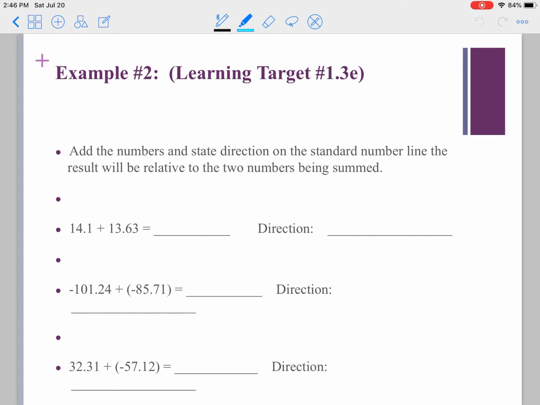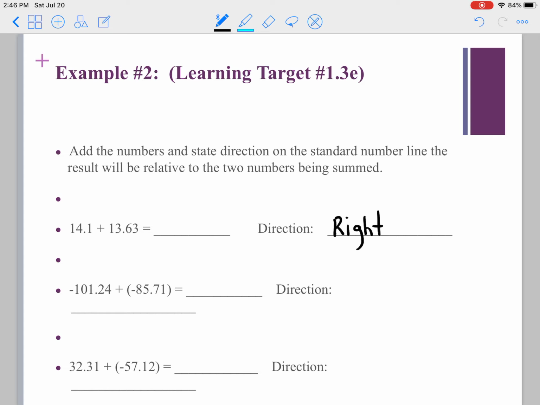And so looking at the first example, what we have are two positive numbers. When we add two positive numbers, if you recall, adding two positives will move further to the right on the standard number line. Now, that is just a generalization that's going to work for all positive real numbers.